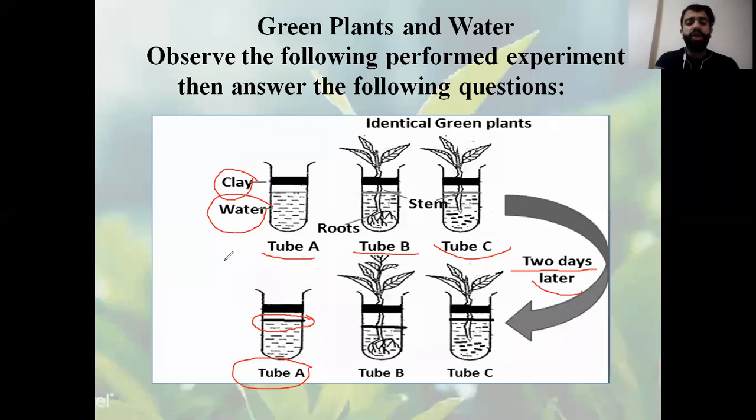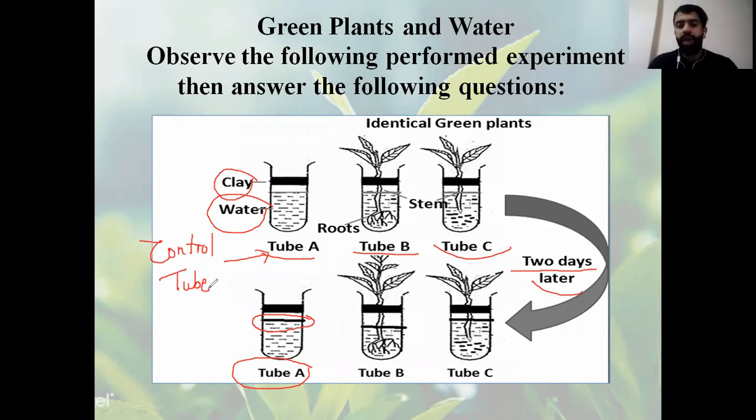This first tube is always referred to as the control tube. The control tube is always used to compare and explain the experimental results. We use this control to compare the other tubes and also the results. So this is called the control tube.